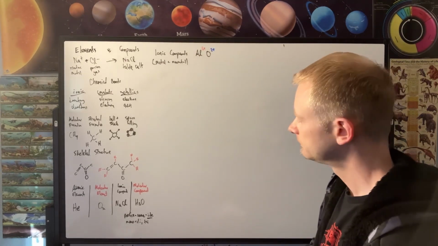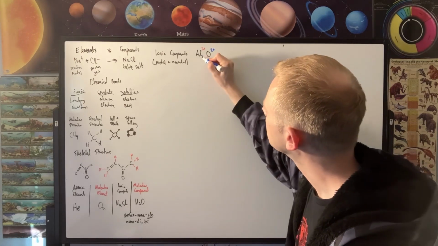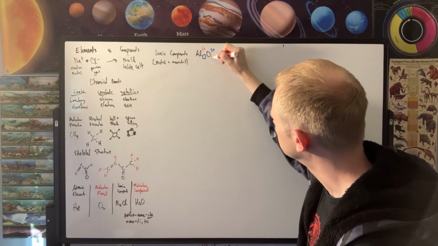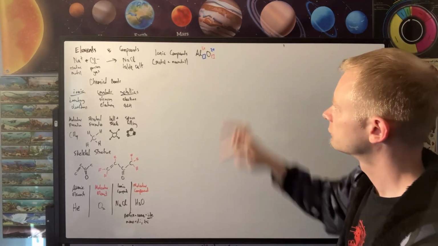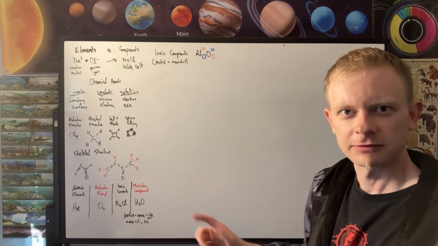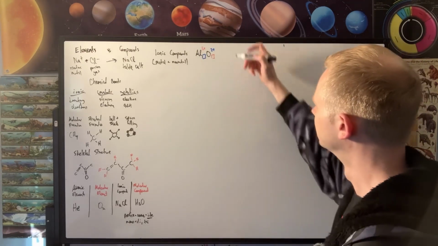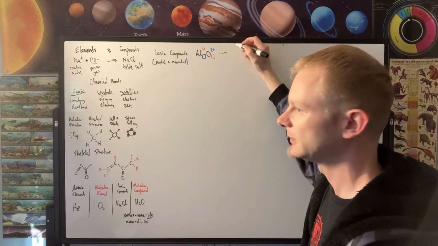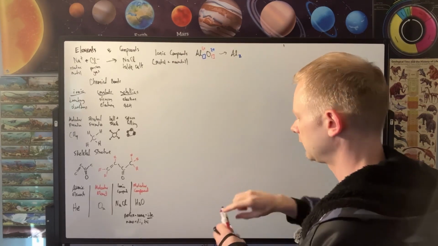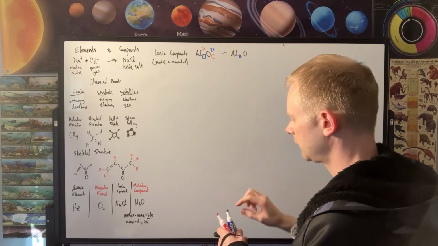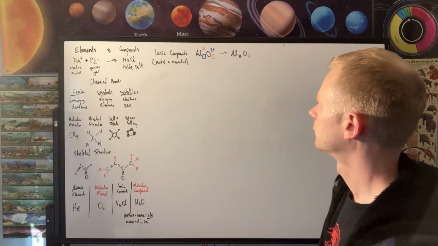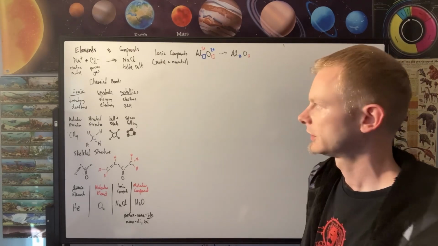And then you're going to notice that this 2 would need to move over there, and this 3 would need to move over here. Those superscripts are going to switch to the subscripts of the other element. So basically what's going to happen is Al, and then you get a 2 right here, and then you get your O and a 3 right here, and that's going to be your ionic compound, aluminum oxide.